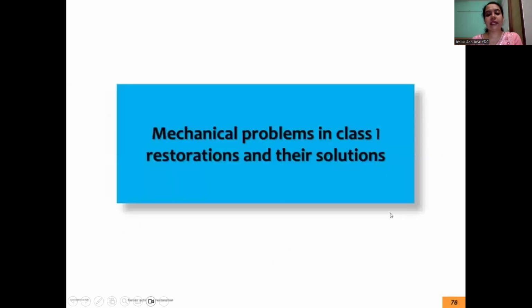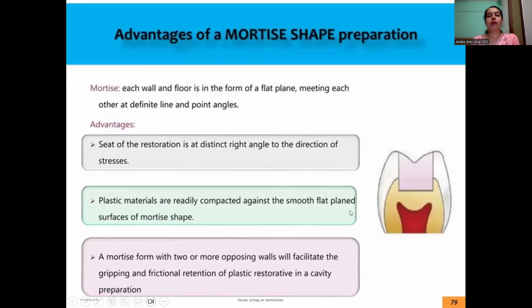Now let's move on to the mechanical problems in a class 1 restoration. The advantage of a class 1 restoration is that it has a mortise shape. Each wall and the floor is in the form of a flat plane meeting at each other at a definite line angle. Hence, the seat of the restoration is at a distinct right angle to the direction of the stress. Plastic materials are readily compacted against the smooth, flat, plane surface of the mortise, so you'll be able to compact the material all around the line angle and the floor of the cavity.